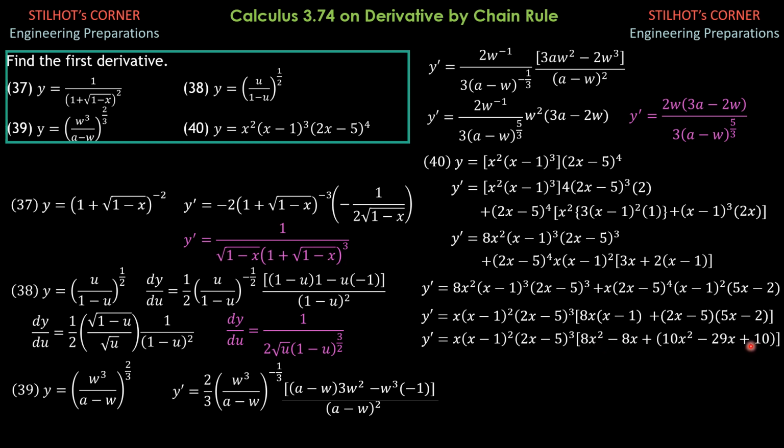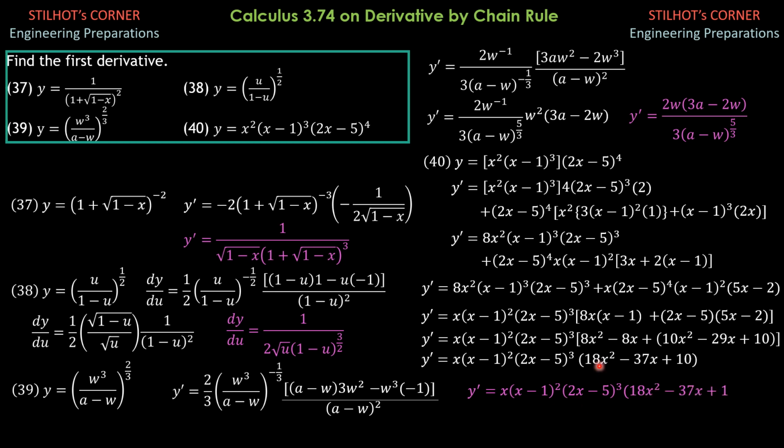So finally, we combine like terms here and simplify this. So y prime is, we copy the whole of that. Then in these brackets we have 18x squared minus 37x plus 10. So y prime is x, quantity x minus 1 squared times quantity 2x minus 5 cubed times quantity 18x squared minus 37x plus 10. So that's the final answer. We can no longer simplify that, so let's just color it. That's the final answer. So that's it for this video.